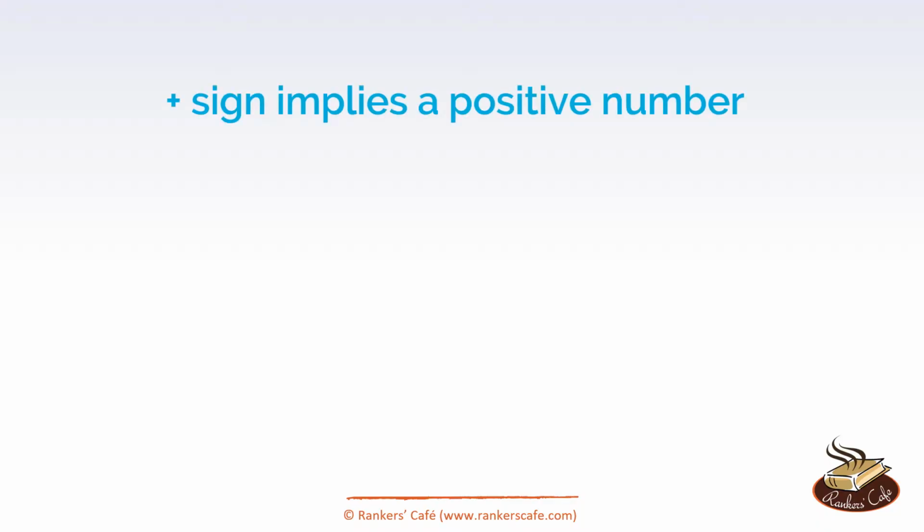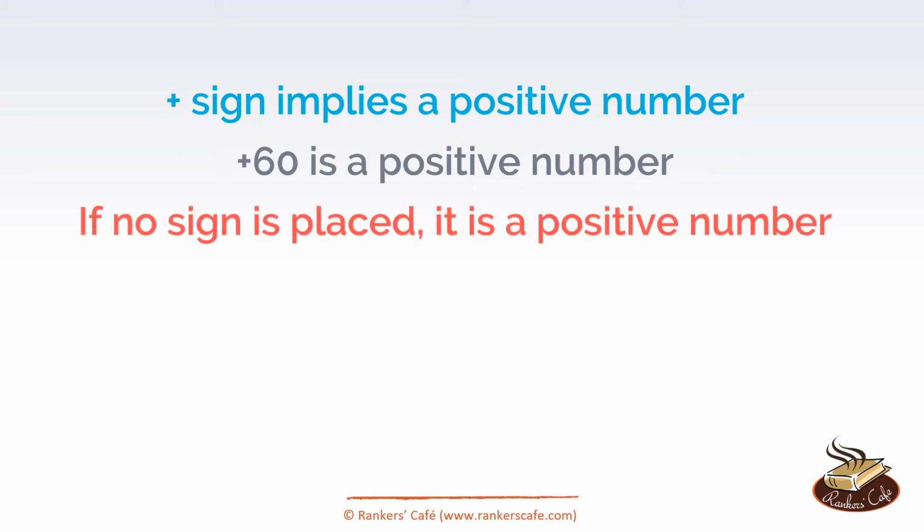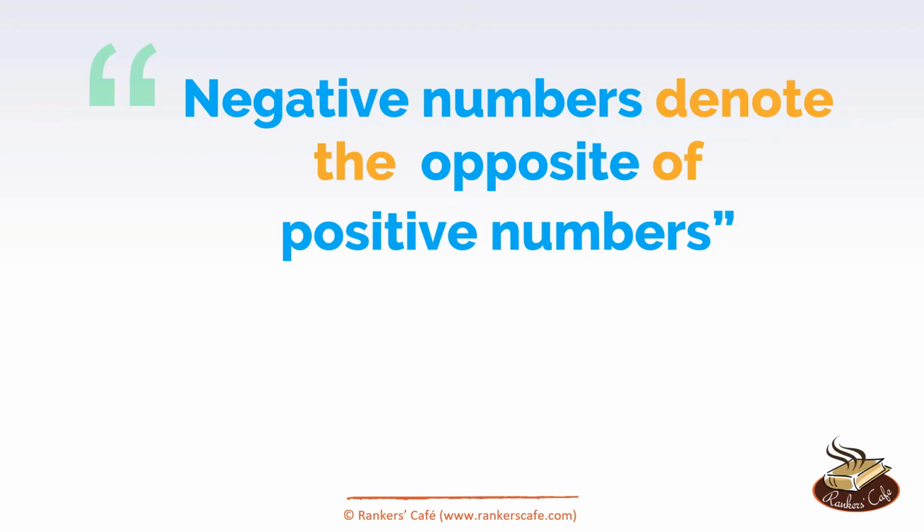As we know, numbers greater than 0 are called positive numbers. And positive numbers are denoted by placing a plus sign in front of them. Thus, plus 60 is a positive number. However, if no sign is placed before a number, that number is also assumed to be a positive number. By convention, if no sign is placed before a number, that number is a positive number. Thus, if we simply write 60, it implies that we are referring to the positive number 60. Let us reiterate an important fact which we had previously mentioned. Negative numbers denote the opposite of what positive numbers denote.